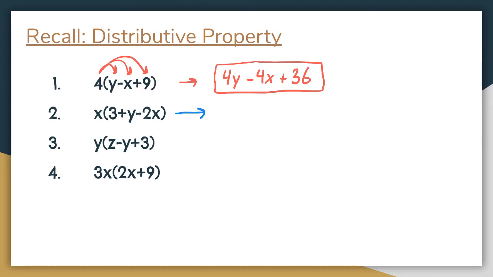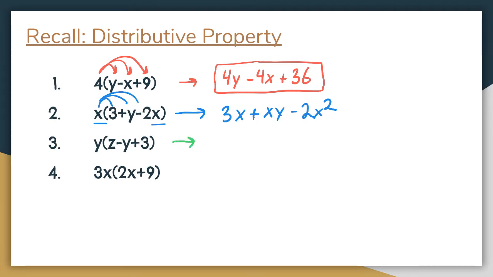Now that you've tried it out, let's check your work. Multiplying by x into this parentheses, we would have 3x plus xy. It's just x times y. And then minus 2x squared. Careful, x times x will give you x squared. Try out the next one, and then I'll go over it.